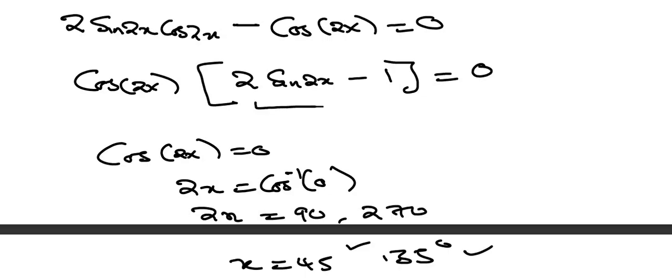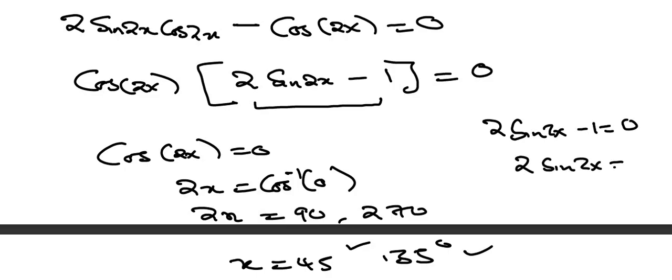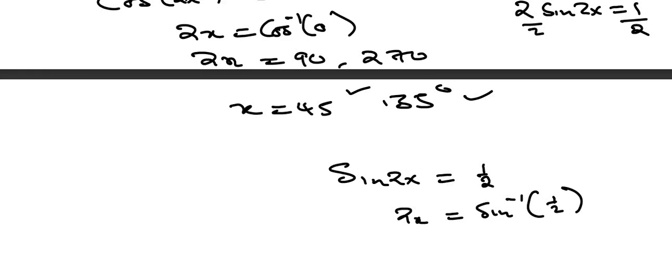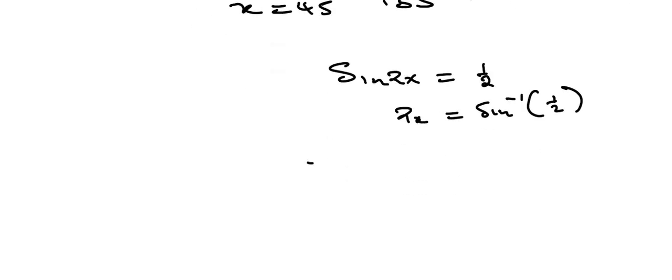Then we solve this part as well. That's 2 sine 2x minus 1 is equal to 0. 2 sine 2x is equal to 1. Divide both sides by 2. This becomes sine 2x is equal to half. So meaning 2x is equal to sine inverse of half. What angle from the special angles gives us half for sine? That's simply going to be a 30, right? So we have a 30.